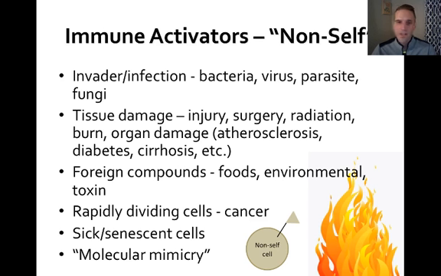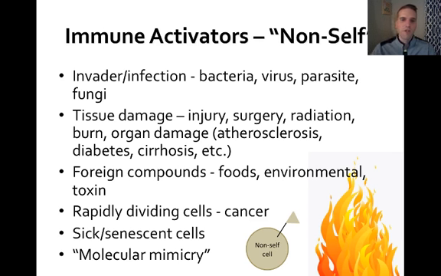So injury, surgery, we can have different types of radiation, we can have burns, there can be organ damage, and I put just a few examples here. Atherosclerosis or plaquing of the arteries, diabetes, cirrhosis, these are all examples of tissue damage where the body is going to start to try and heal those damaged cells by destroying them and walling them off, as we talked about in those inflammatory responses.